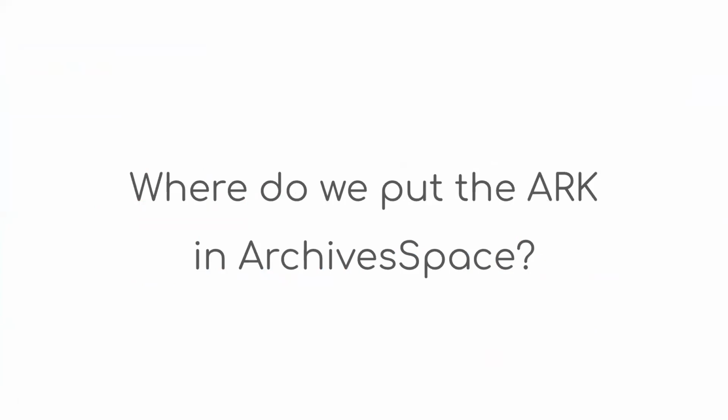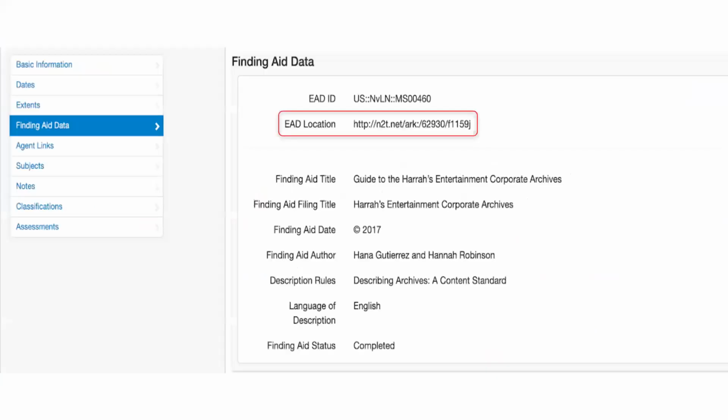So where do we put it in ArchivesSpace? We use the finding aid data section and use the EAD location field. Admittedly, this is not semantically correct because this ARK does not take you to the EAD. It's just taking you to wherever our web accessible description is. But we weren't generating EAD for distribution, and this was the most convenient spot to put it in ArchivesSpace. So we said, it's not 100% correct, but it's going to work for us well enough.